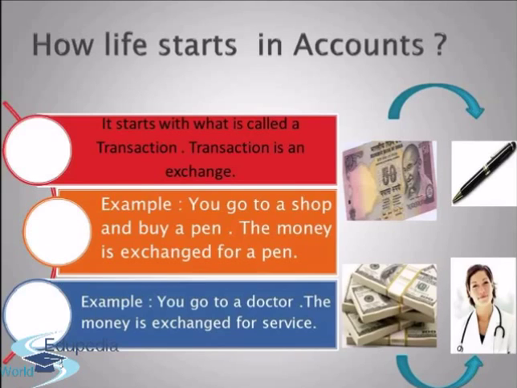For example, you go to a doctor, the money is exchanged for service. So in case of a pen, it was a thing, an object which was exchanged for money, and when you go to a doctor and avail his services, it is the service which is getting exchanged for money. So these are the examples of what is a transaction. A transaction is an exchange for money. So transaction means if we are exchanging our money for some other value or some other object or some other service, then it is called a transaction.